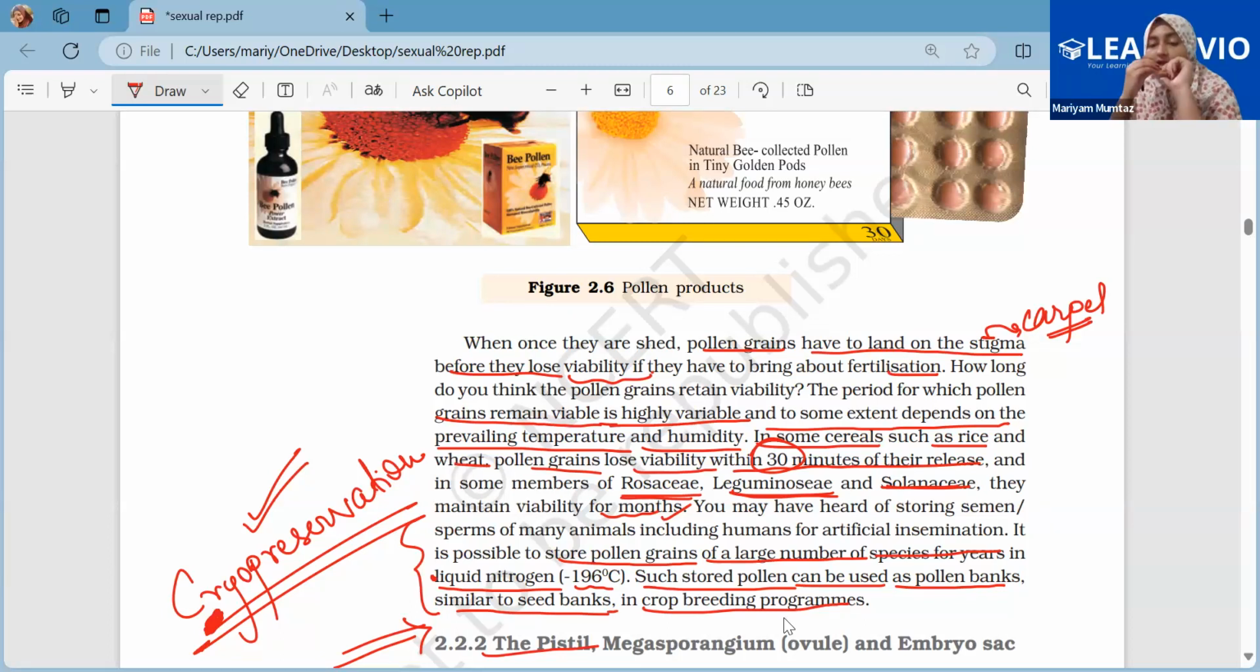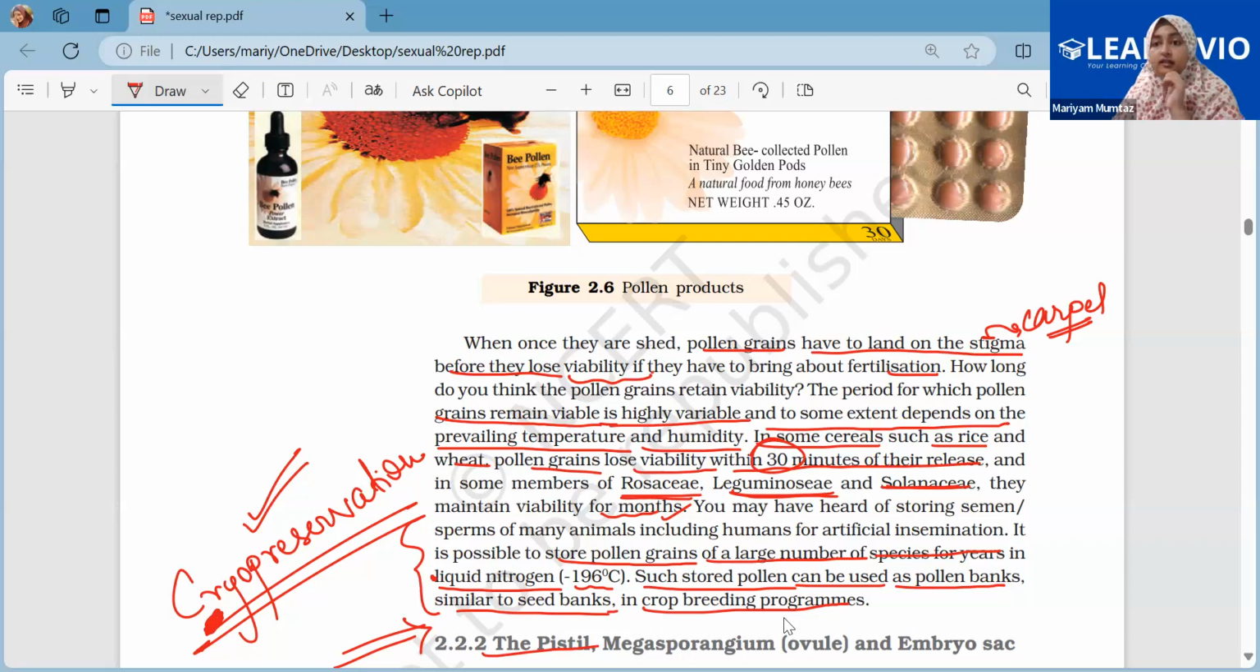And whenever the farmer or anyone who wants to fertilize the plant of choice, he can use those stored pollens. Clear? Ma'am, why do we take a very low temperature? Because at that point of time, the pollen grains can stay alive. This is the optimum temperature that is required for them to be preserved. This is the temperature that is needed. It is not variable. You can't change the temperature. This is what is needed for the storage of pollen.